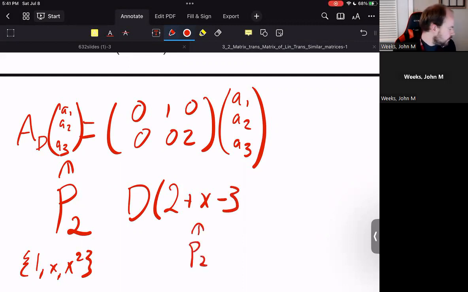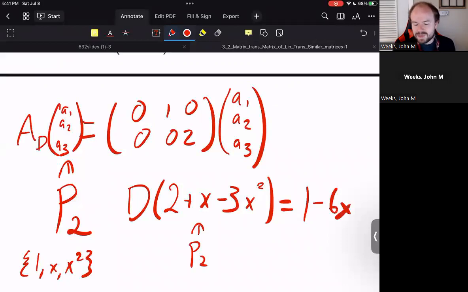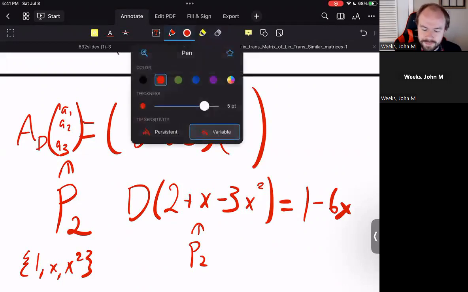That is going to be 2 plus x minus 3 squared. Well, if we take this derivative, we can just go through using our sum and power rules and get something like 1 minus 6x, right? Well, what would that matrix look like in terms of its coordinates? What could we go through and plug in here for a1, a2, and a3?